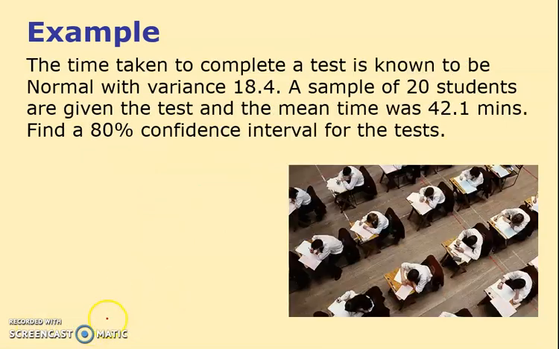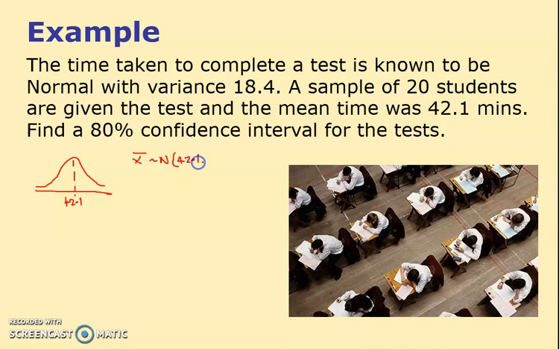Okay, notice the way it's written. The time taken to complete a test is known to be normal with variance 18.4. It is very similar now, isn't it? So I'm going to draw a normal distribution curve. A sample of 20 students, and the mean time is 42.1. So 42.1. The variance is 18.4. So again, what we're really saying is that x bar is normal.